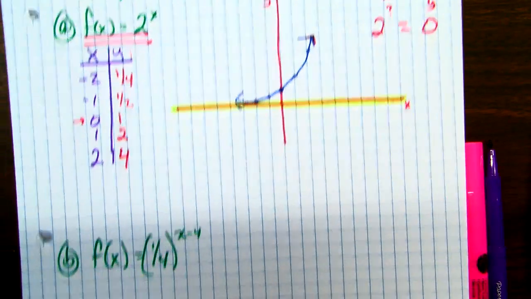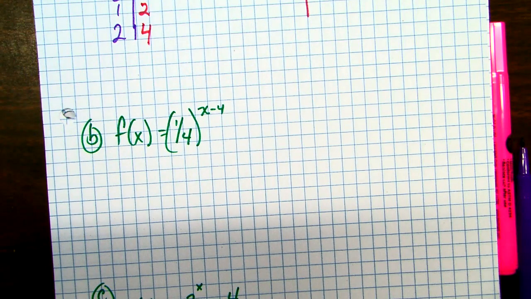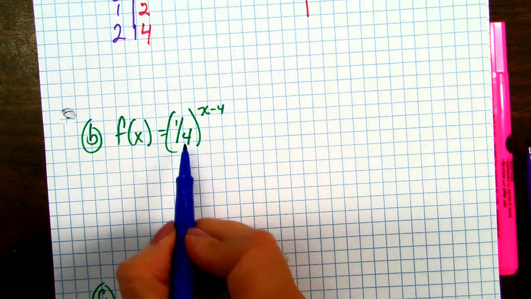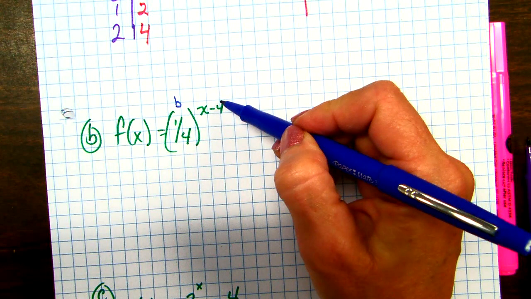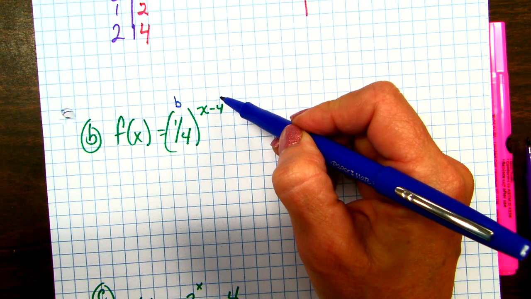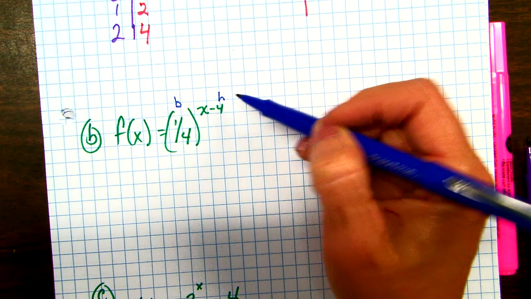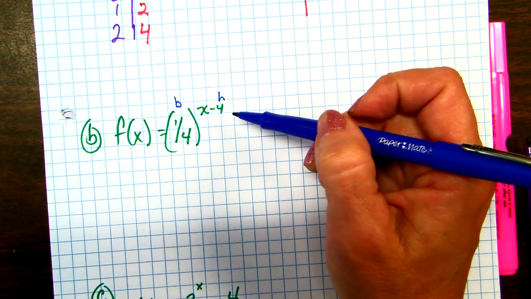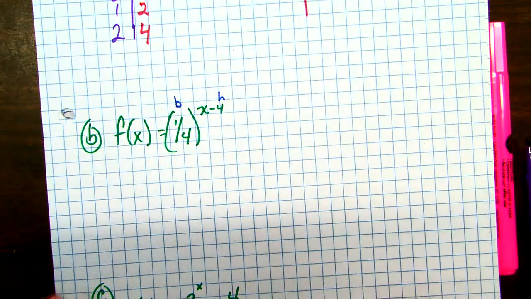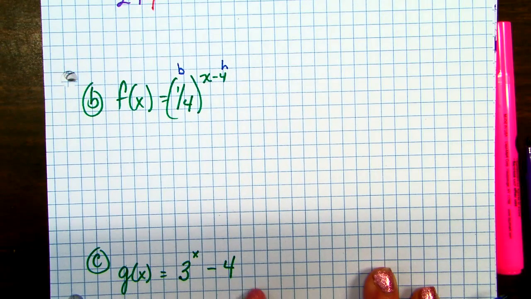Okay? Let's do another one. So here, I have my B, right? This is B. What letter is this negative for? H. Good. How do you know it's H and not K? Because of where it is. H is up in the air, hanging out with the X. K will be on the ground, like this one.